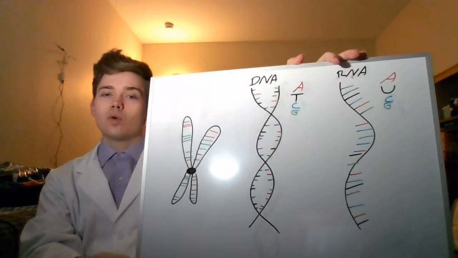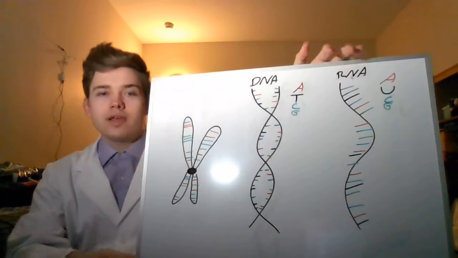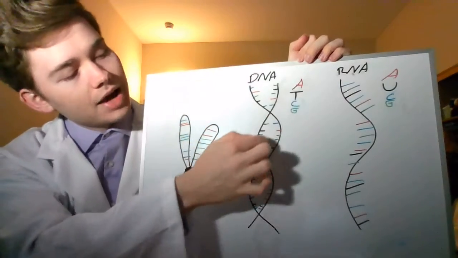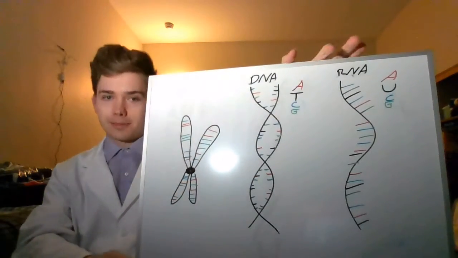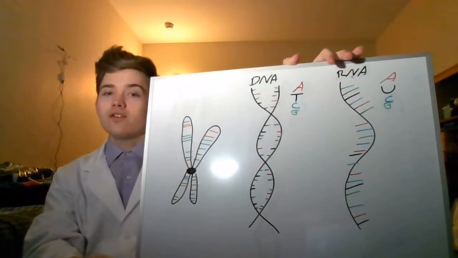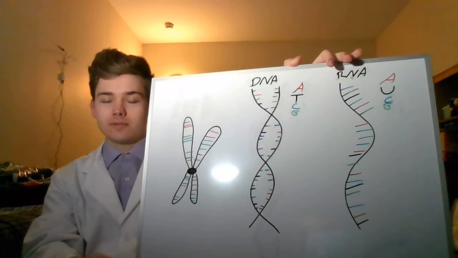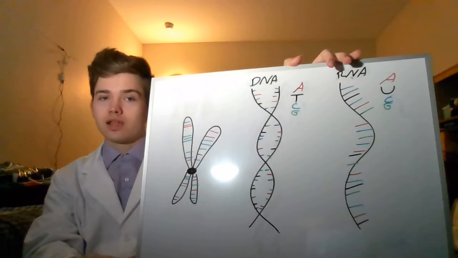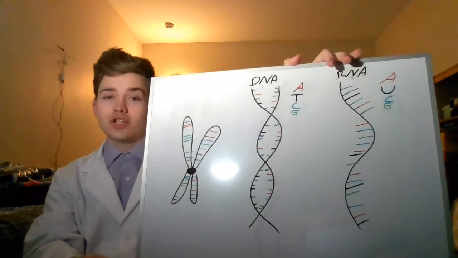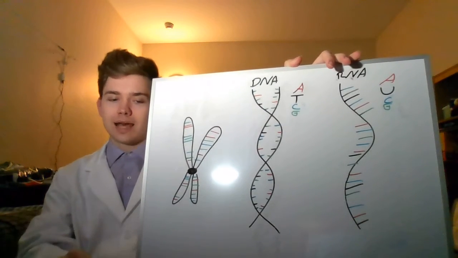In your DNA, you have four bases. Bases are these little colored dashes I put in this strand of DNA. You have A for adenine, T for thymine, C for cytosine, and G for guanine. A and T, and C and G, will always pair up like that.